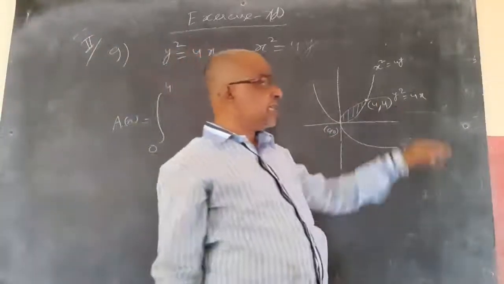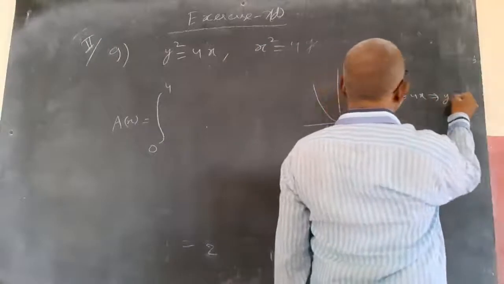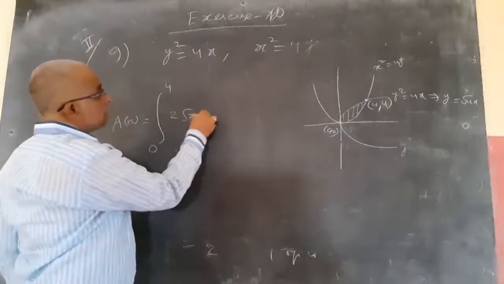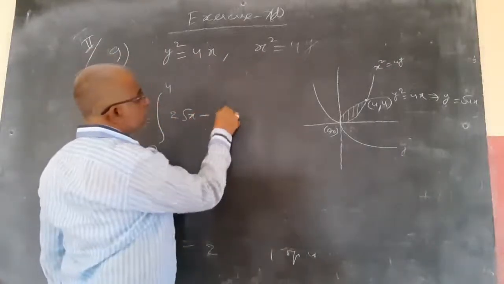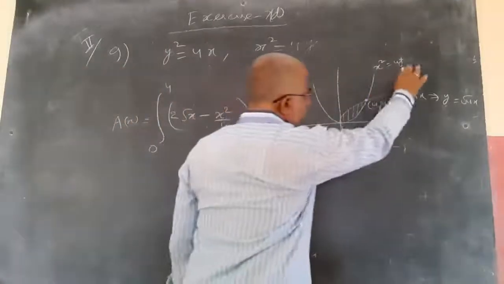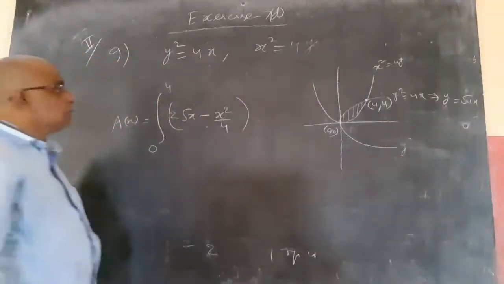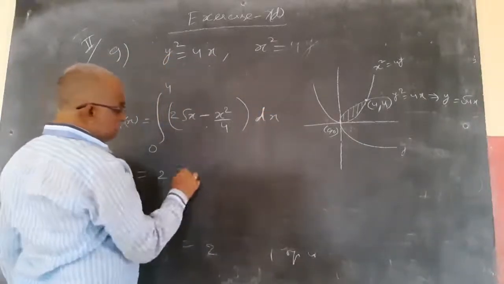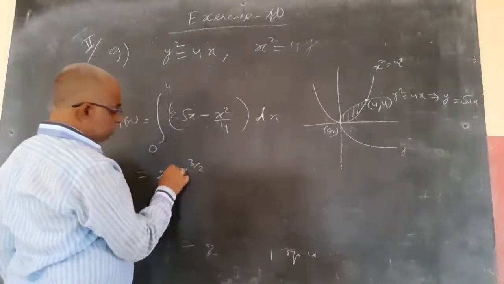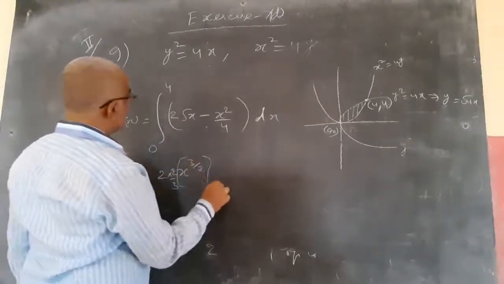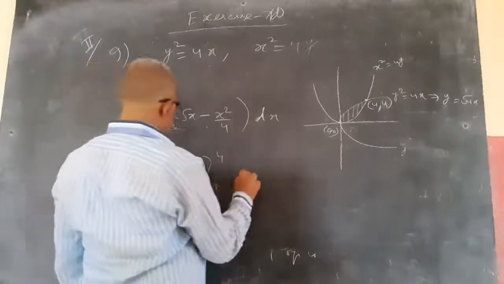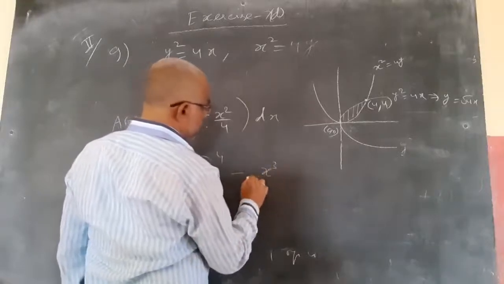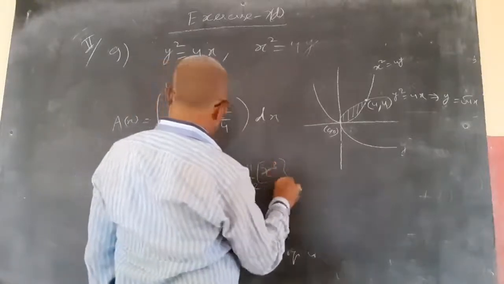F of x here: y square equal to 4x is nothing but y is equal to root 4x, meaning 2 root x. So 2 root x minus the lower term, x square by 4. X square equal to 4y means y is equal to x square by 4, dx. Now integrating: 2 outside, x power 1 by 2 integrates to x power 3 by 2 by 3 by 2, which becomes 2 by 3, between the limits 0 to 4. Minus, this is x square by 4, meaning x cube by 3 into 4, x cube by 12, between the limits 0 to 4.